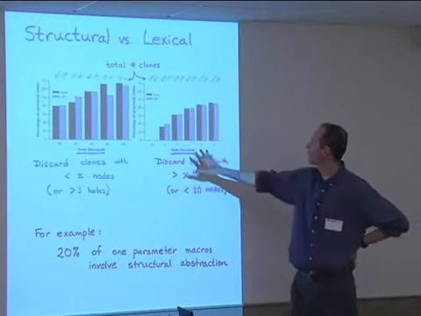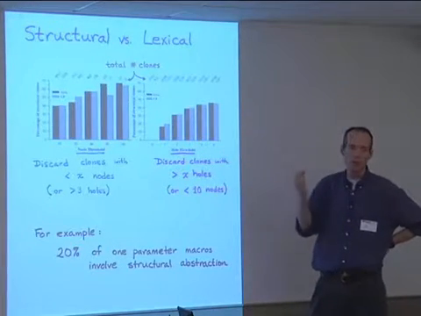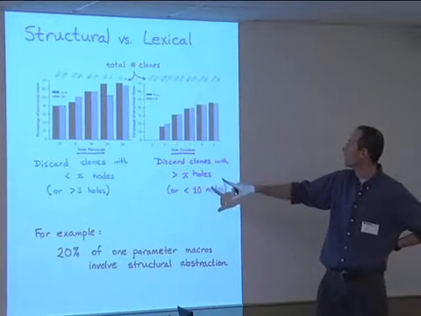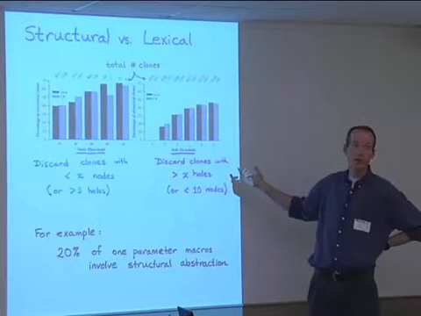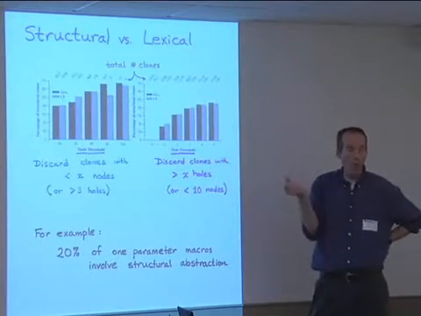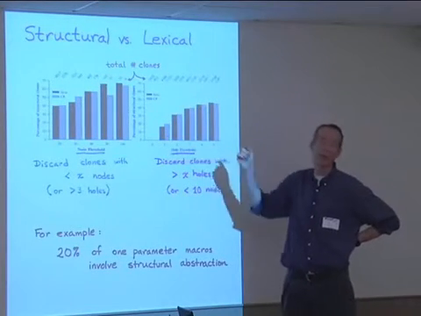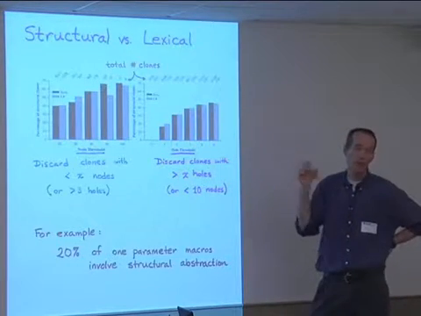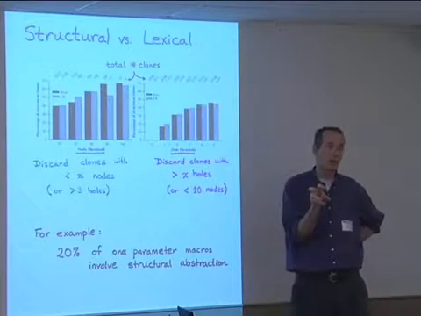And then this is saying, what if I allow my node threshold to be varying? I'm going to discard clones which have more than a certain number of holes. And if I only allow, for example, 1 parameter clones, this says that about 20% of the 1 parameter clones are structural. They have a parameter that doesn't just look like a lexical token.